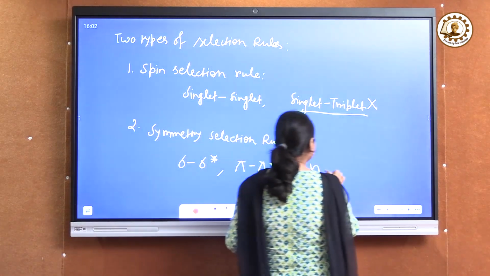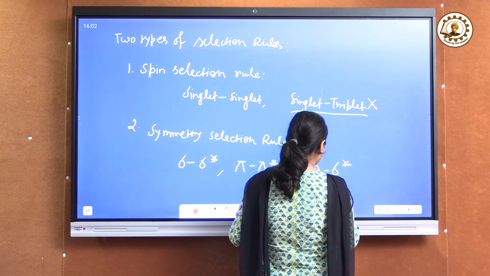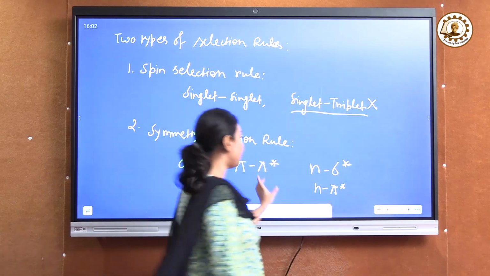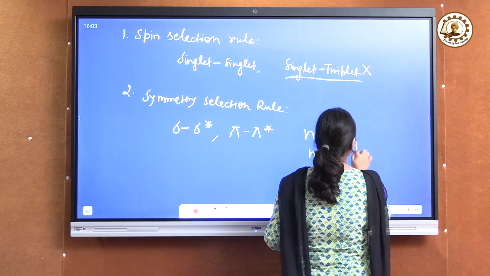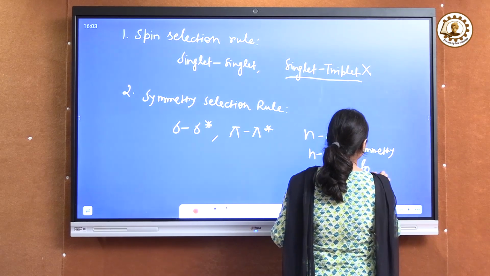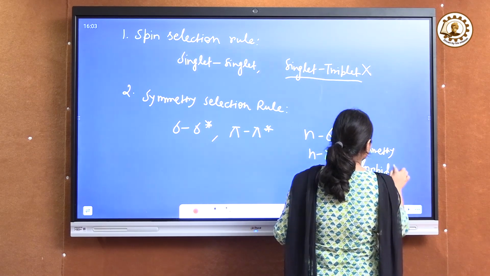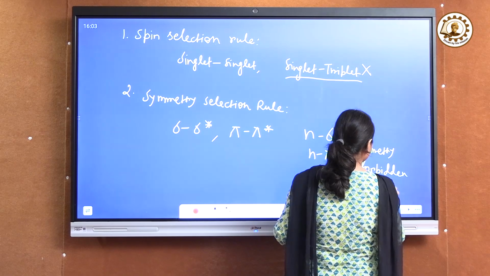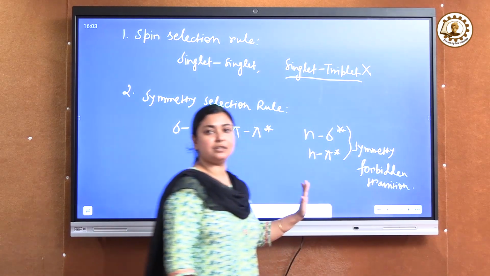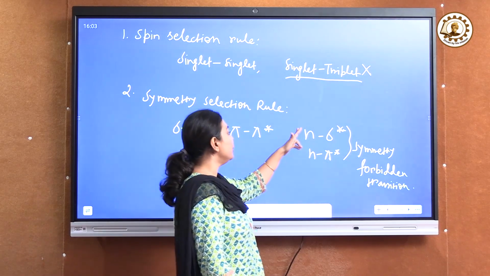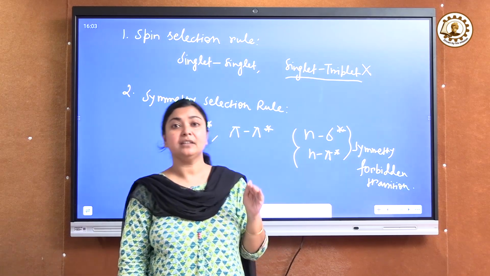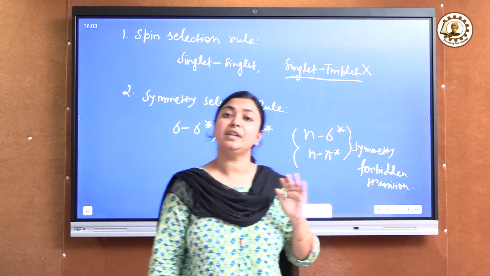But sigma to pi star and pi to sigma star, these 2 transitions are symmetry forbidden transitions. But in reality, we can see these 2 types of transitions, but they are very weak and the intensity of these 2 transitions is very low.